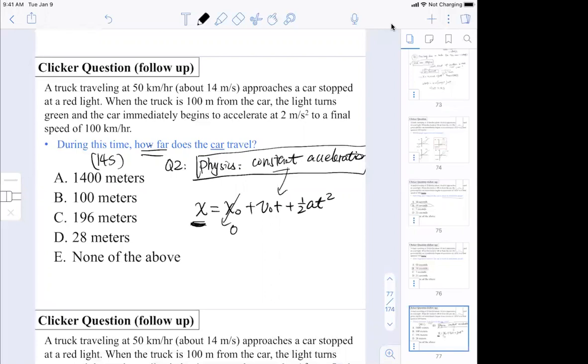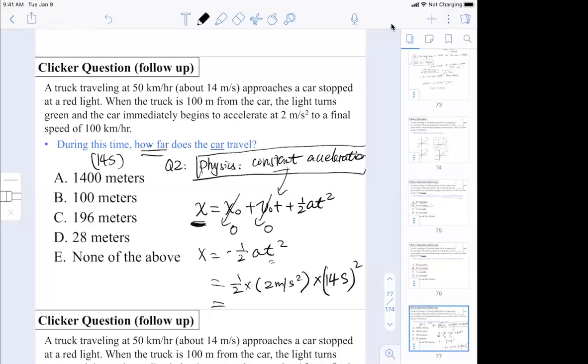So what is x? X equals v naught t plus one half a t squared. V naught is also 0, so it is really just one half a t squared. I'm going to plug in acceleration is 2 meters per second squared, and time, which you have calculated, is 14 seconds, 14 squared. We will be able to get our answer, right?